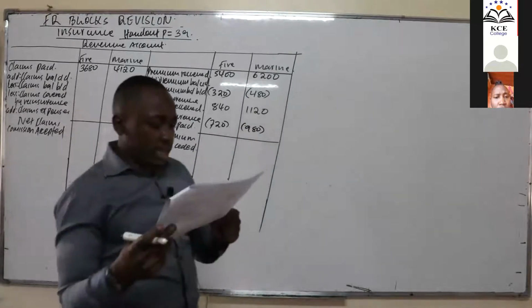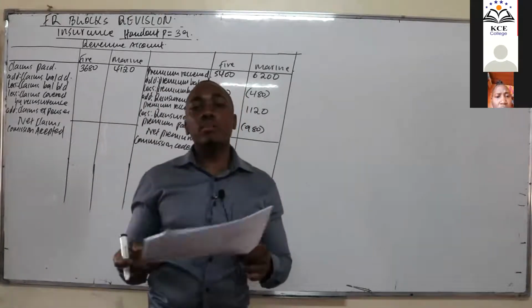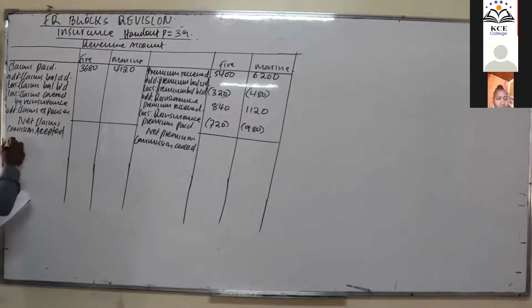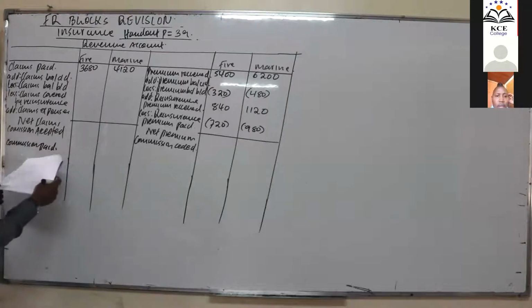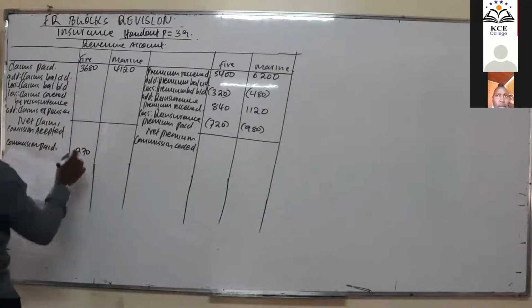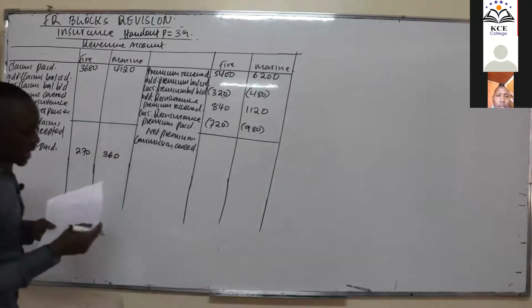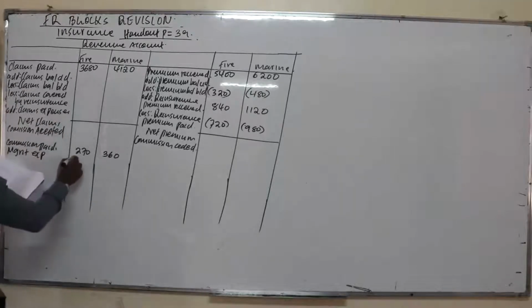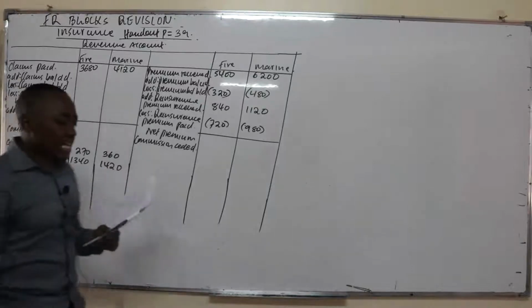Then we have bank and cash balance, that's an asset. Direct commission paid. Commission is an expense, and in this case, they are specific, so you bring all the expenses here. So you bring commission paid, and direct commission paid, we have 270, and then 360. Management expenses, that's a specific expense. Management expenses, we have an amount of 1340, then 1420.